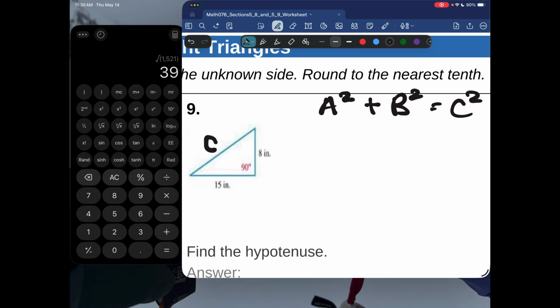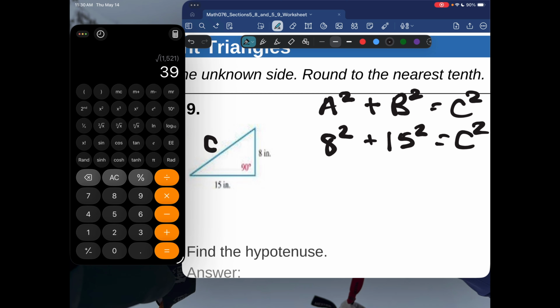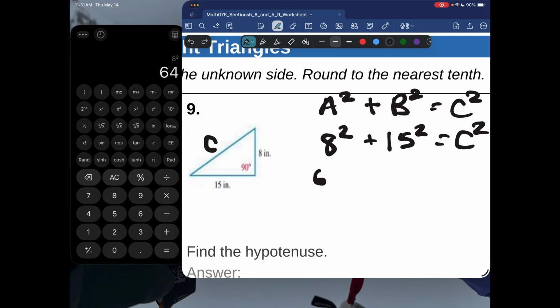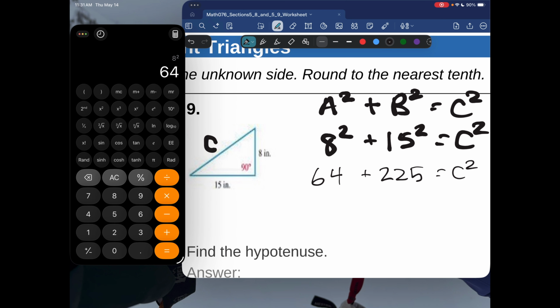It doesn't matter which one you pick for a and b. Either way, you're going to get the same answer. 8 squared plus 15 squared equals c squared. Okay, so I'm going to put those in my calculator. 8 squared gives me 64, plus 15 squared, which is 225, equals c squared. And I'm going to add those up: 64 plus 225 gives me 289 equals c squared.